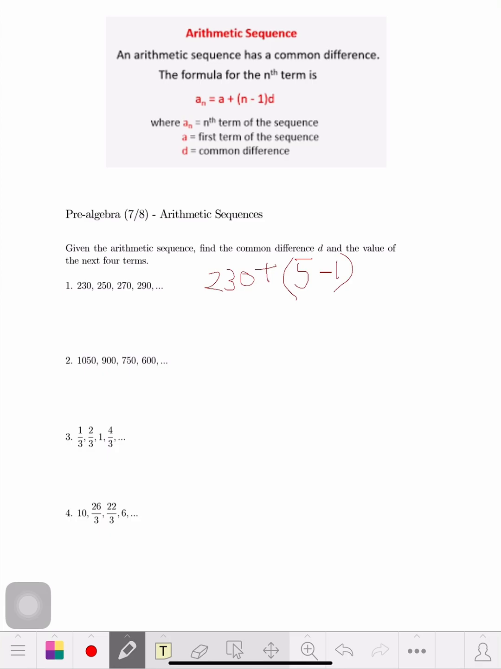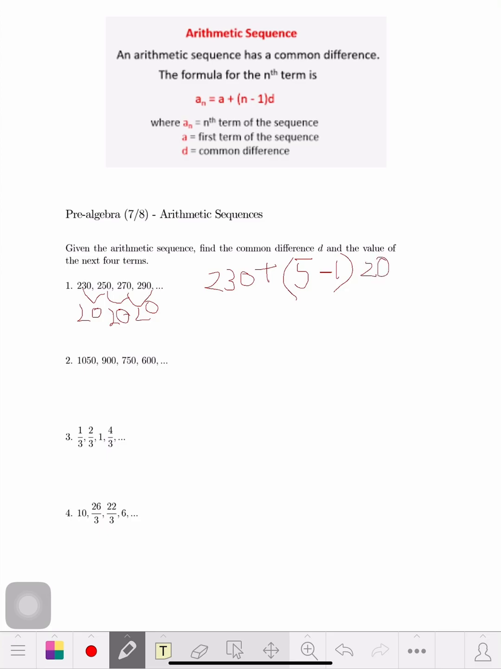Now the difference, what's the difference in this? I'm looking here, right? 230 to 250, that's 20. 250 to 270, still 20. So 20 is the difference. We keep going 20s. So the difference is 20, so we write a 20 here.